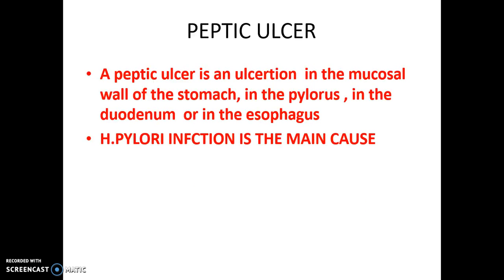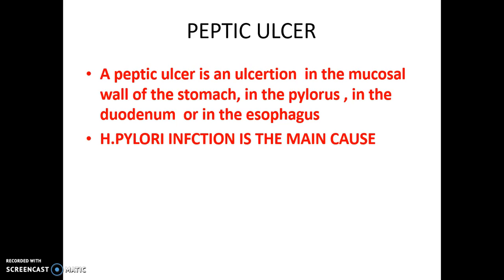Let's continue. Peptic ulcer is ulceration in the mucosal wall of the stomach, in the pylorus, in the duodenum, or in the esophagus. So mainly peptic ulcer means ulceration in the stomach and pylorus. Pylorus means the last part of the stomach. So it may be in the pylorus, sometimes in the duodenum, and sometimes in the esophagus. Together we can say peptic ulcer.